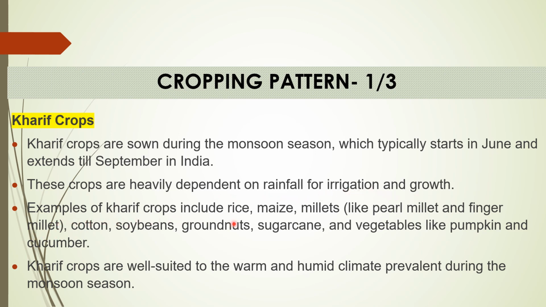Examples of kharif crops include rice, maize, millets like pearl millet and finger millet, cotton, soybeans, groundnuts, sugarcane, and vegetables like pumpkin and cucumber. Kharif crops are well suited to the warm and humid climate prevalent during the monsoon season.